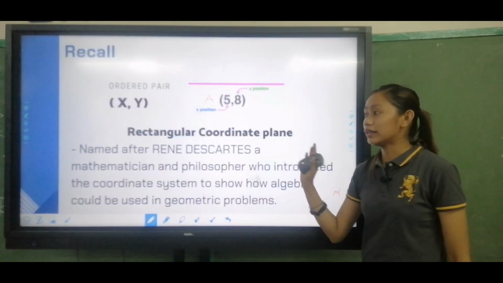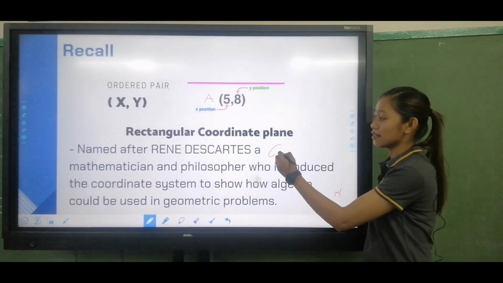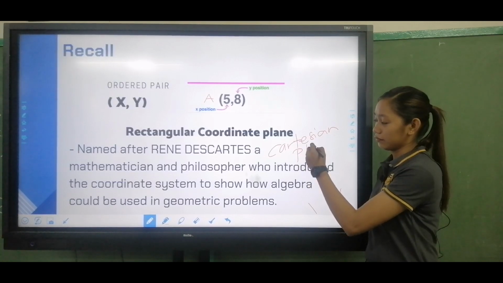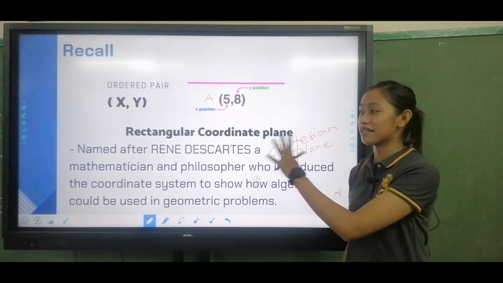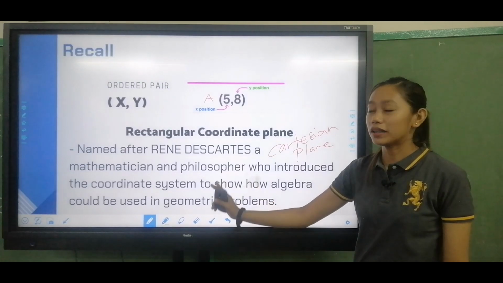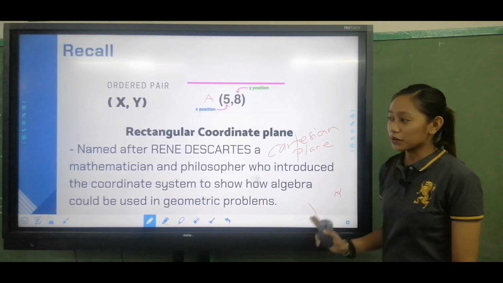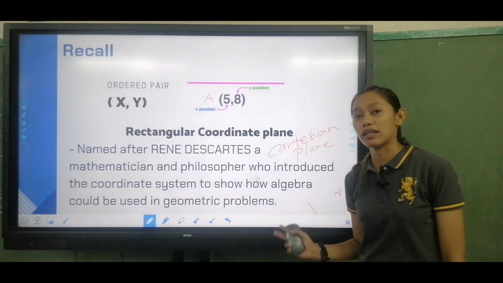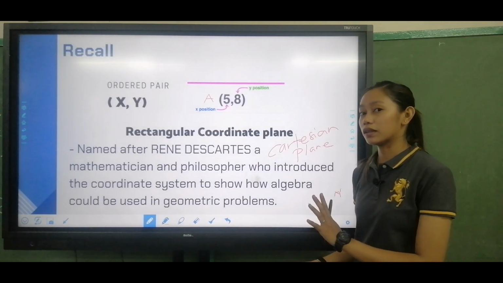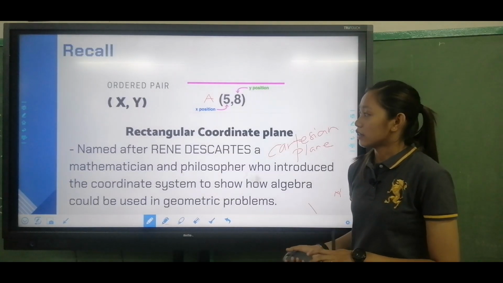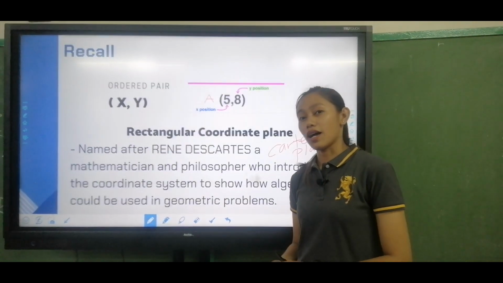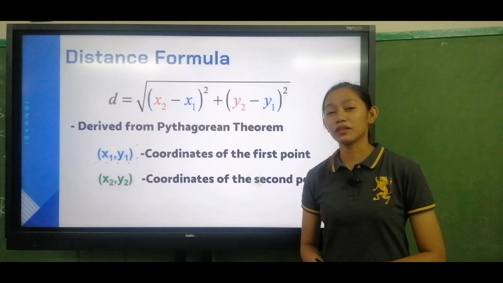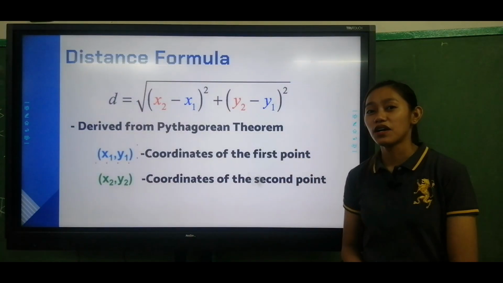Next, the rectangular coordinate plane is also called the Cartesian plane. The Cartesian plane is named after René Descartes, a mathematician and philosopher who introduced the coordinate system to show how algebra could be used in geometric problems, just like the topic that we will tackle today. We will use the distance formula in solving geometric properties. Let's proceed now to our topic, which is the distance formula.